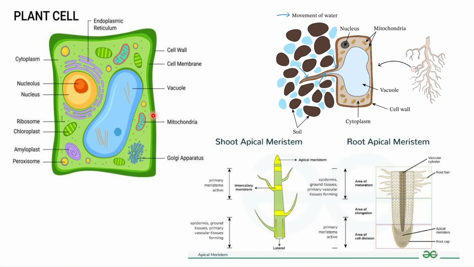So if you look at a plant cell, you can see mitochondria here. If you look at the roots, at the tip of the root, you will find mitochondria in the cells at the tip of the root. Now, if you see here, apical meristem is nothing but actively dividing cells.